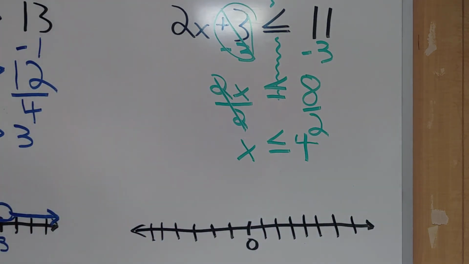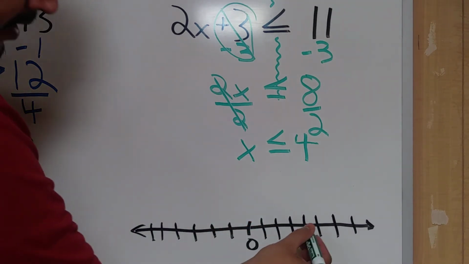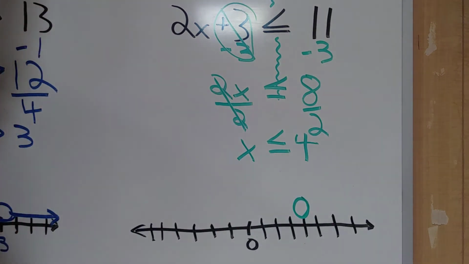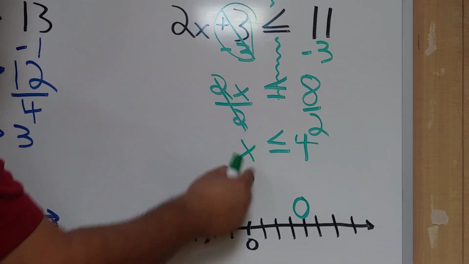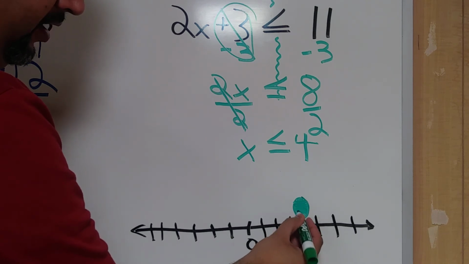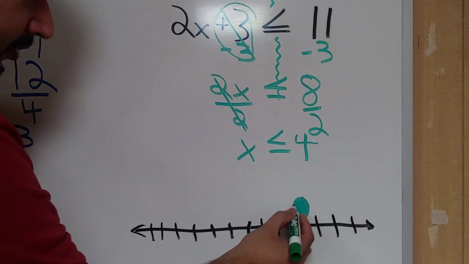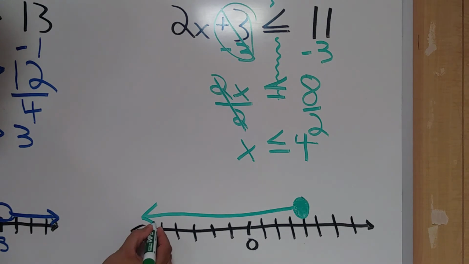Now, if we're going to plot this on a number line, we have to find 4. 1, 2, 3, 4. Because x can either be less than or equal to 4, we're going to darken our circle so that 4 is included in our set of possible solutions. So 4 and everything that is less than 4 can be our solutions for x.